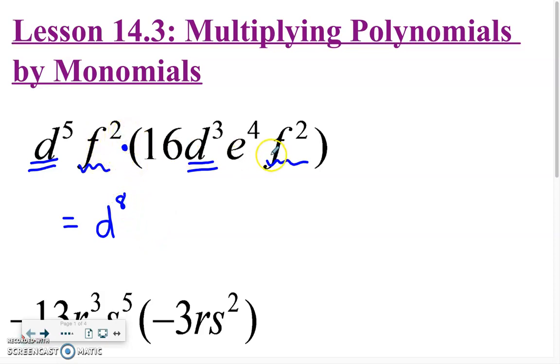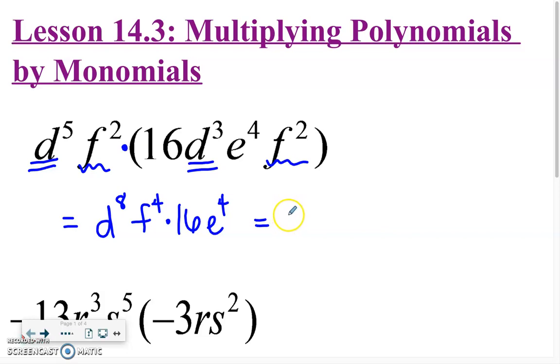F to the second times F to the second. So that means I have 2 F's, and then 2 more F's would give me 4 of that letter. And then I'm going to bring down everything I didn't use. So I didn't use the 16 and I did not use the E to the fourth. So this is all the stuff that I have in my answer, but I'm going to rearrange it and make it look better.